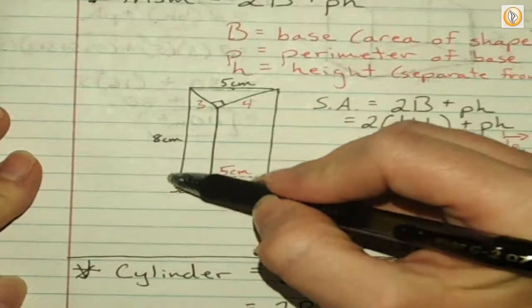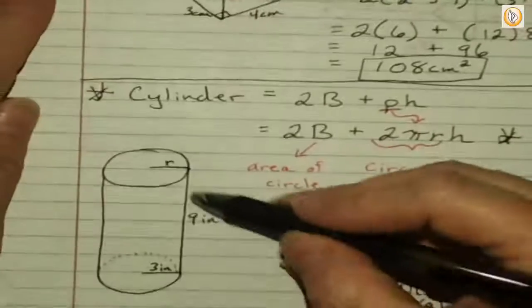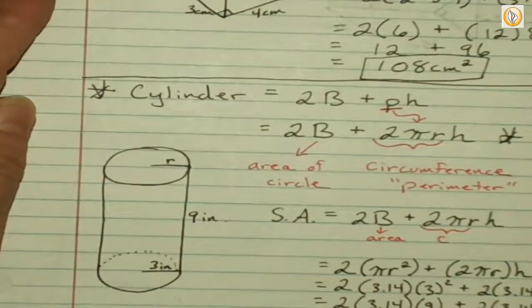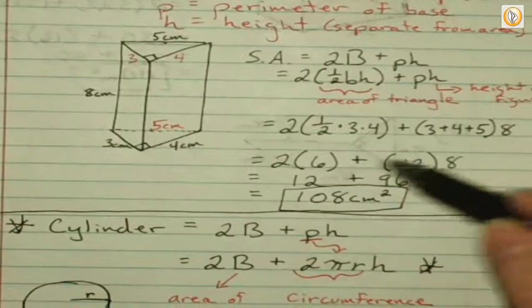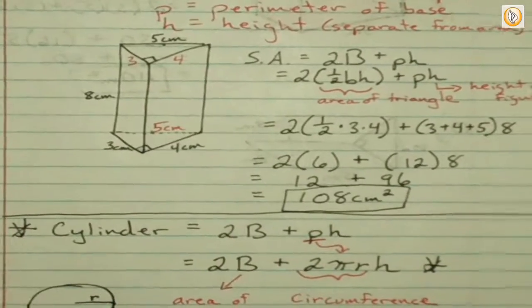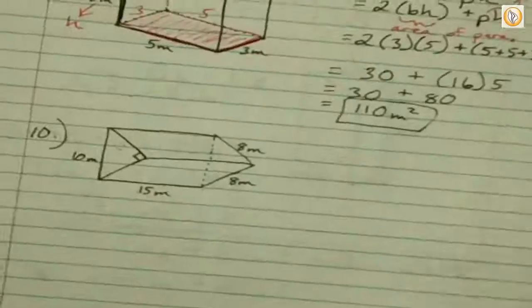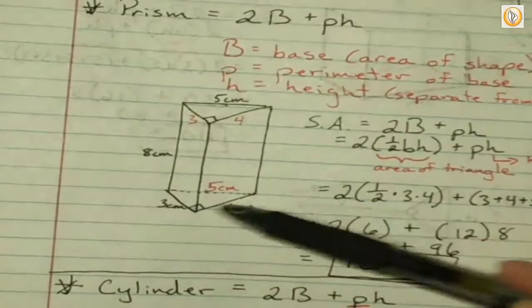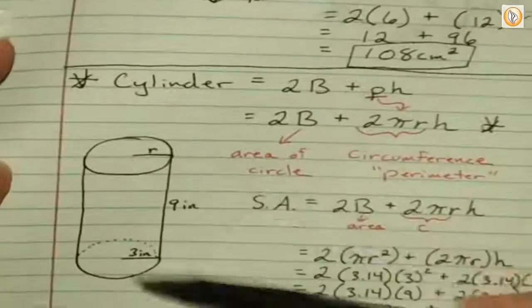Now height is the height of the whole object. See, this is the height here, and this is the height here. So height is that of the entire object. Then we do our work. All right. So here you have an example of the triangular prism and a cylinder.